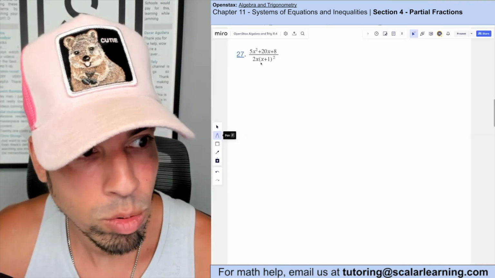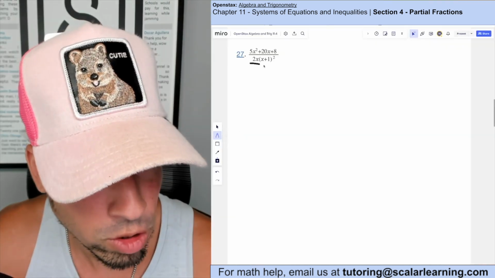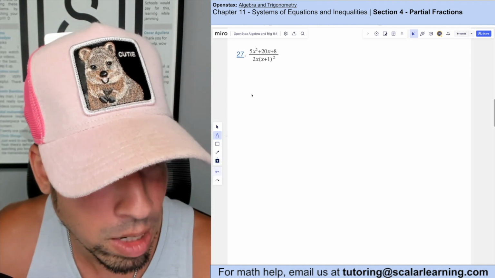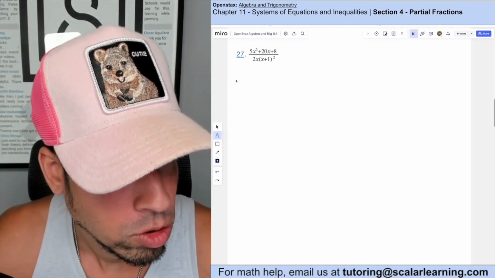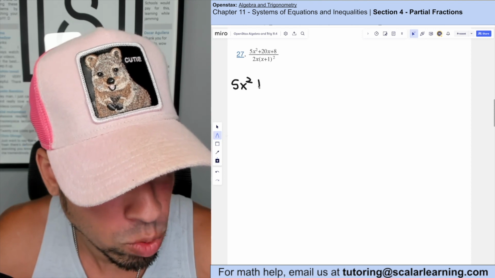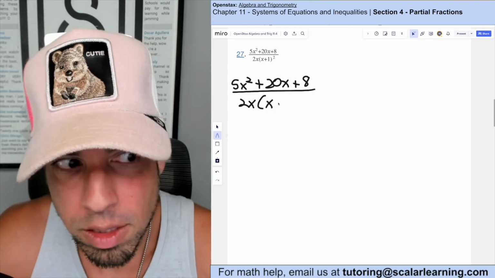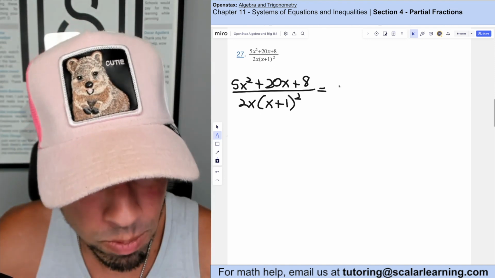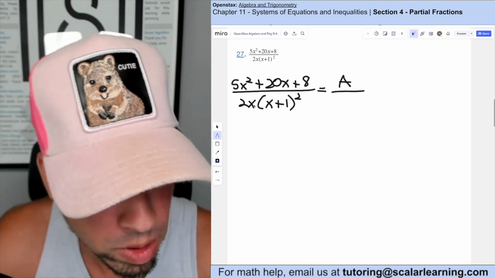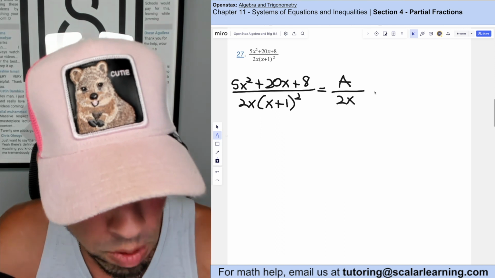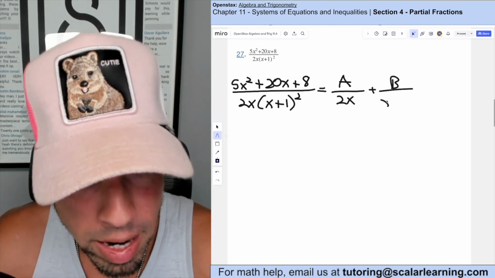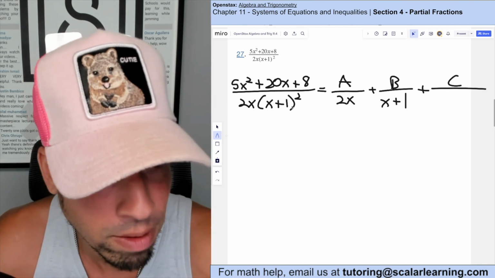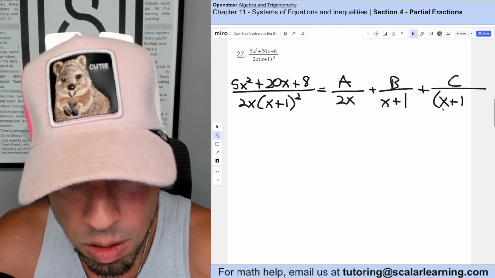Done. So for this one, we have some interesting things going on. We got 2x, we got x + 1, but then we got that repeated factor on the bottom. So the way we're going to set this up is we got (5x^2 + 20x + 8) over 2x times (x + 1)^2. Okay, then we need 3 fractions. First we have A over that first linear factor, which is 2x, plus B over x + 1, but then we need a third. We need C over that full thing squared, (x + 1)^2.